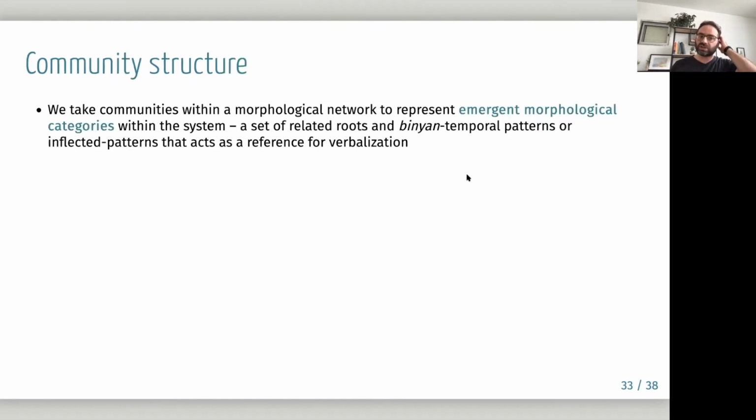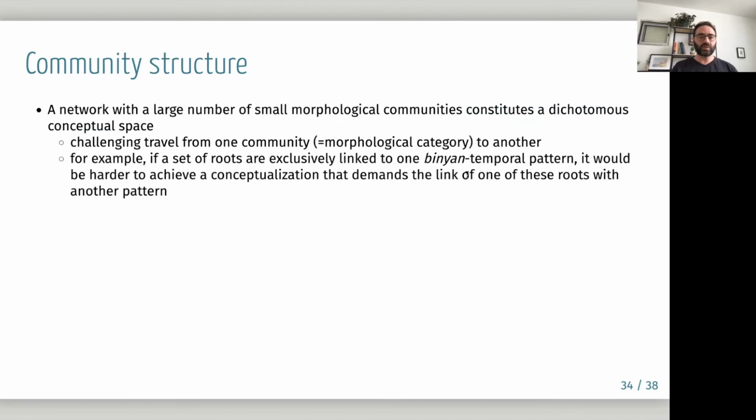And finally, we have the community structure, and we take communities within a morphological network to represent emergent morphological categories within the system, a set of related roots and binyan temporal patterns or inflected patterns that act as a reference for verbalization. A network with a large number of small morphological communities constitutes a dichotomous conceptual space. Such a space is challenging to travel from one community, that is one morphological category, to another. For example, if a set of roots are exclusively linked to one binyan temporal pattern, it will be harder for the speaker to achieve a conceptualization that demands the link of one of these roots with another pattern.